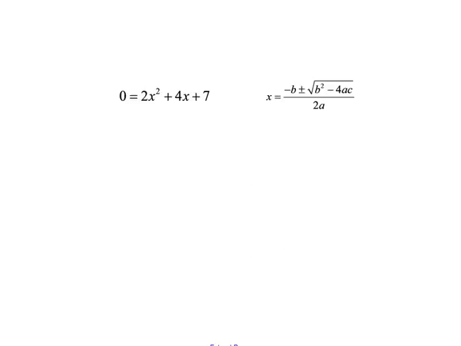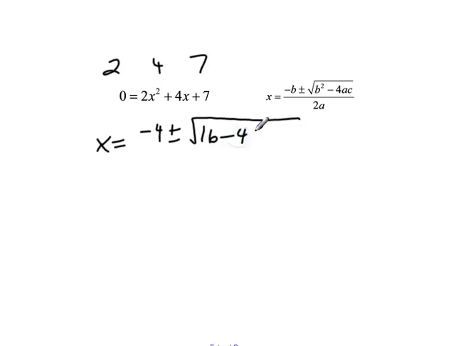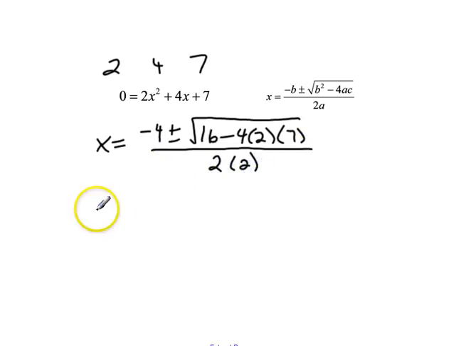Now let's do an example with the quadratic formula. We know the quadratic formula: x equals negative b plus or minus the square root of b squared minus 4ac, all over 2a. For this example, a is 2, b is 4, and c is 7. So x equals negative b, so -4, plus or minus the square root of b squared, so 4 squared is 16, minus 4 times a, which is 2, times c, which is 7, all over 2 times a, which is 2.